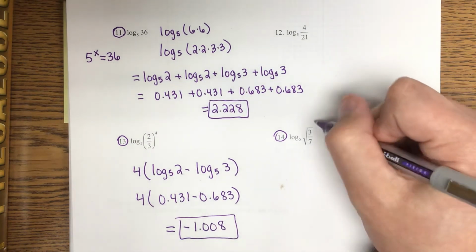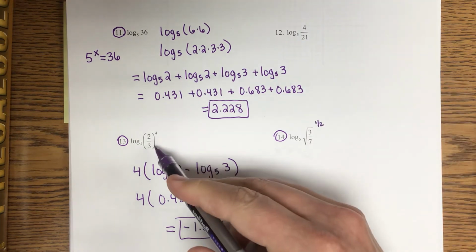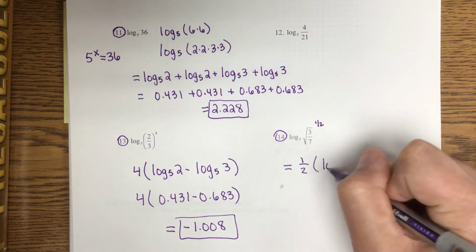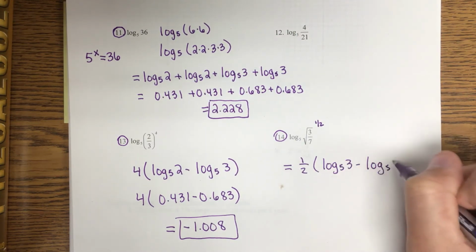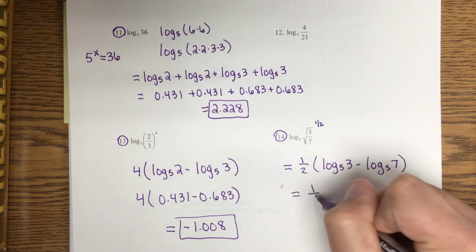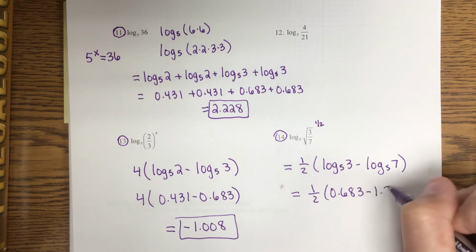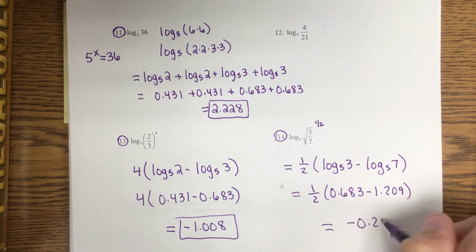So I'm going to end here with number 14. Number 14 is a half power because it's square root. So very similar to number 13, I'm going to move the power out front. And then I've got log base 5 of 3 minus log base 5 of 7. So then I just substitute in those values, subtract them, multiply them by a half. My answer is negative 0.263.